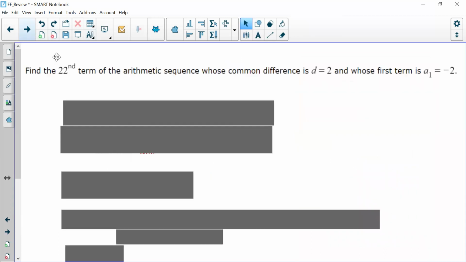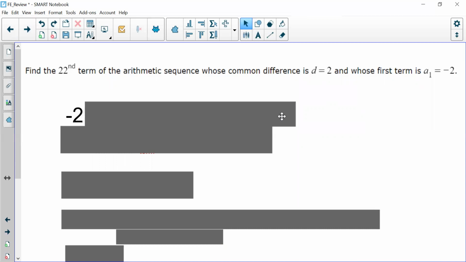Problem 3. Find the 22nd term. Again, pause the video and take a minute and a half to get as far as you can. There's a sequence, I want to find the 22nd term. What do I know about this sequence? The common difference is 2, and the first term is -2.